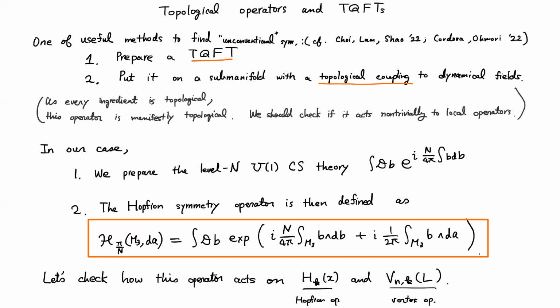Okay. So in our case, what we do is we first prepare a level n U1 Chern-Simons theory like this, that is living only on a codimension 1 surface, and we construct a Hopf symmetry generator in this way as a partition function of this level n U1 Chern-Simons field, and it has a topological coupling to the CP1 sigma model, and this A is an auxiliary field of the CP1 sigma model. And let me now check how this Hopf symmetry generator acts on this kind of Hopf defect operator and also on vortex operators.